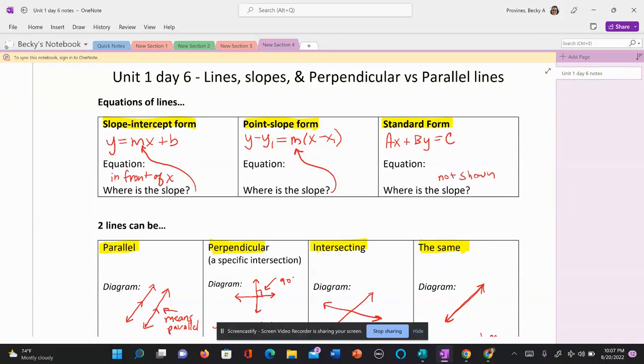Hi, today we're going to go over lesson 6 from Unit 1, and it's about stuff that we've covered probably in our previous lesson and even in Algebra 1 and Pre-Algebra. So I'm going to go through this pretty quickly.